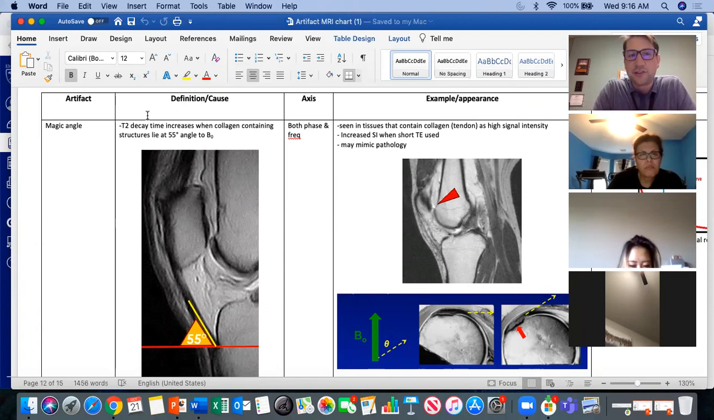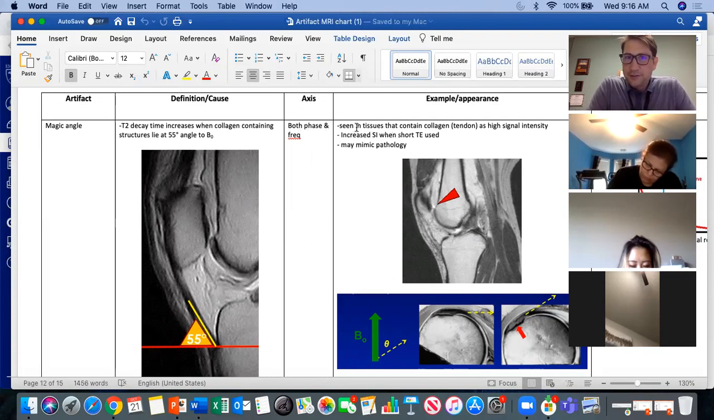So this, by definition, is caused by T2 decay time increases when collagen-containing structures lie at a 55-degree angle to B sub 0. So that is very specific. So if you just happen to position the patient's knee or shoulder at a 55-degree angle from B sub 0, and remember B sub 0 is running straight down the bore of the magnet, and we selected a very specific TE. So what happens is this occurs in both the phase and frequency direction.